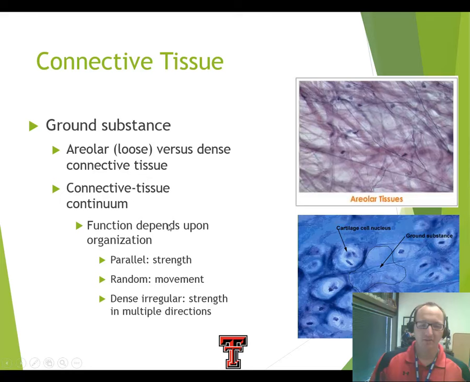The more parallel we see the fiber arranged, the more that tissue is optimized for strength. The more random that appearance, like we saw with reticulin, the less strong it is, but the more it can facilitate movement in multiple planes. And then the dense irregular gives us kind of a happy medium. We get added strength because of the density of the tissue, but the random orientation allows movement in a lot of different directions.